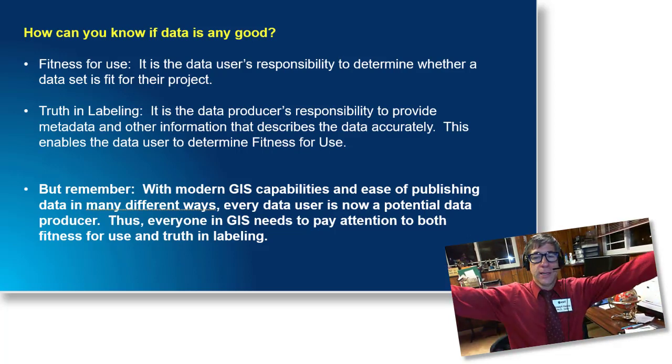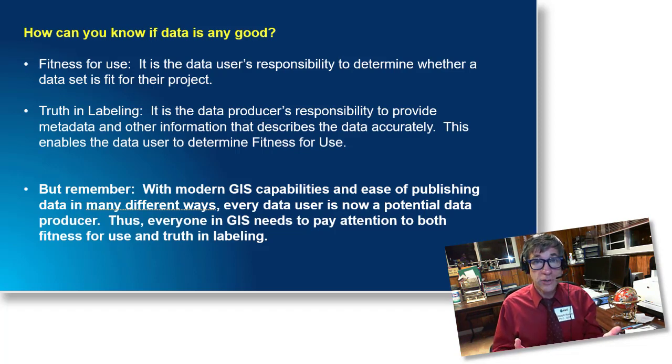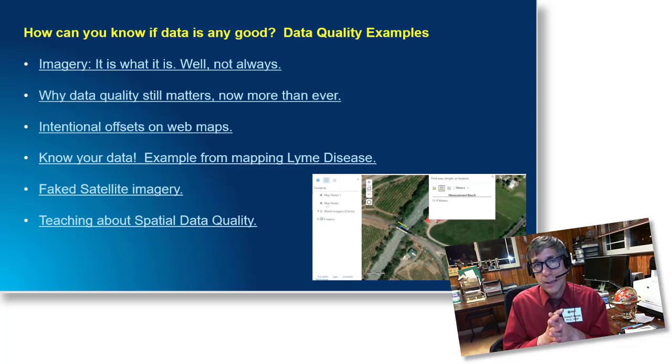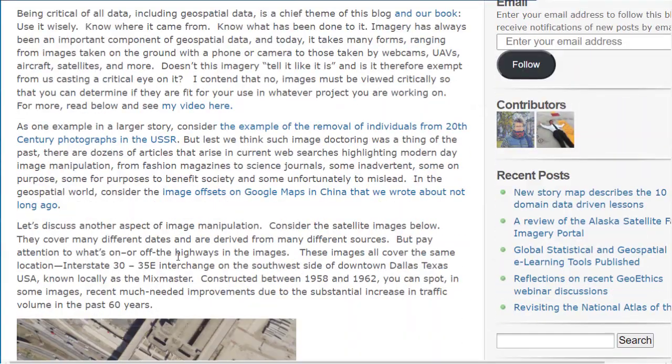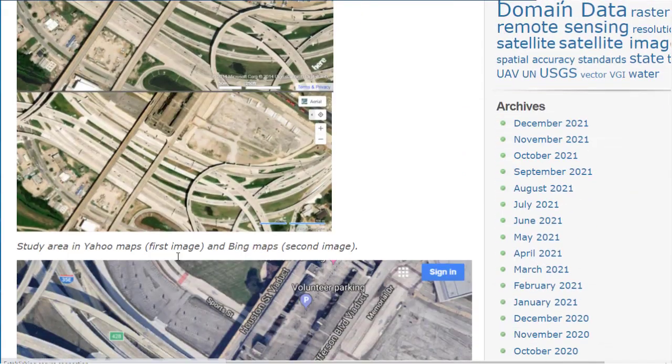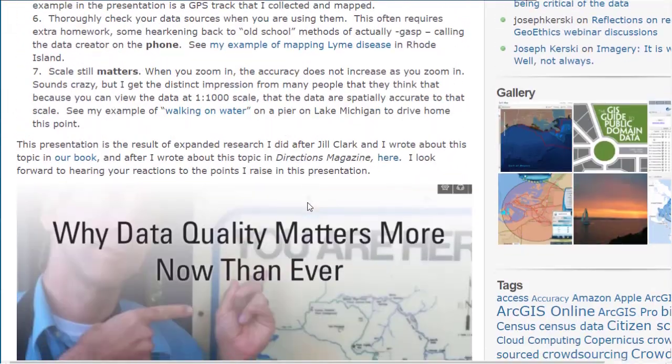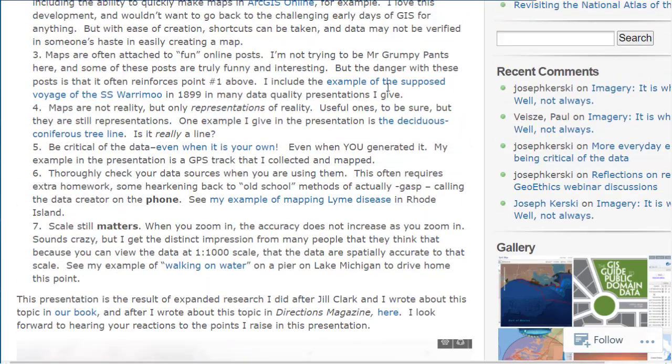Now remember though, folks, with modern GIS capabilities and ease of publishing data in many different ways, every data user is now a potential data producer. Thus, everyone in GIS needs to pay attention to both fitness for use and truth in labeling. Here are some data quality examples that relate to this question about how can you know if the data is any good. Let's take a look at these images here, for example. Let's take a look at this essay of mine about why data quality still matters now more than ever, with some key examples here.